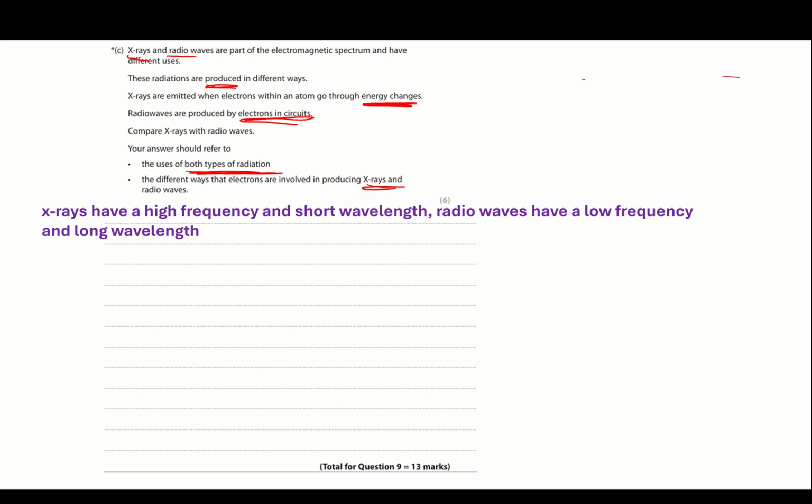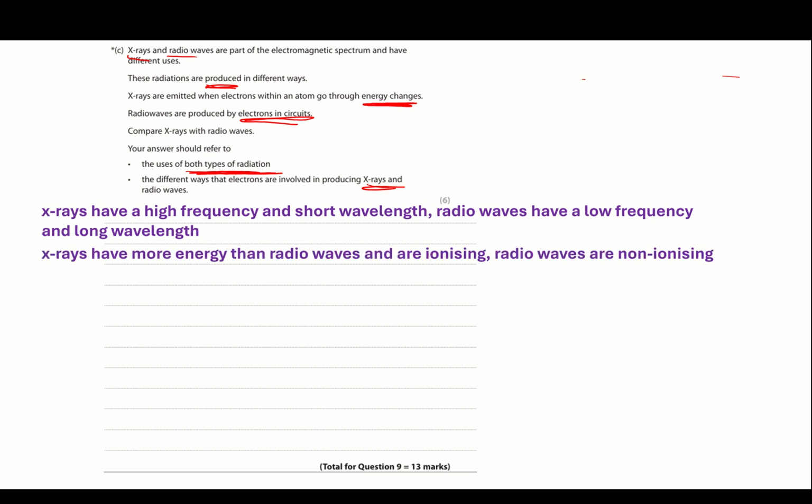Next one, let's compare them then. X-rays have a higher frequency and a shorter wavelength. Radio waves have a low frequency and a long wavelength. 1 mark, I'm just saying that. And that's just using our red monkeys thing. Now we can talk about their energies for another mark. So X-rays have more energy than radio waves. We can say X-rays are ionizing, radio waves are non-ionizing. That's now 2 marks in a tricky 6 marker.